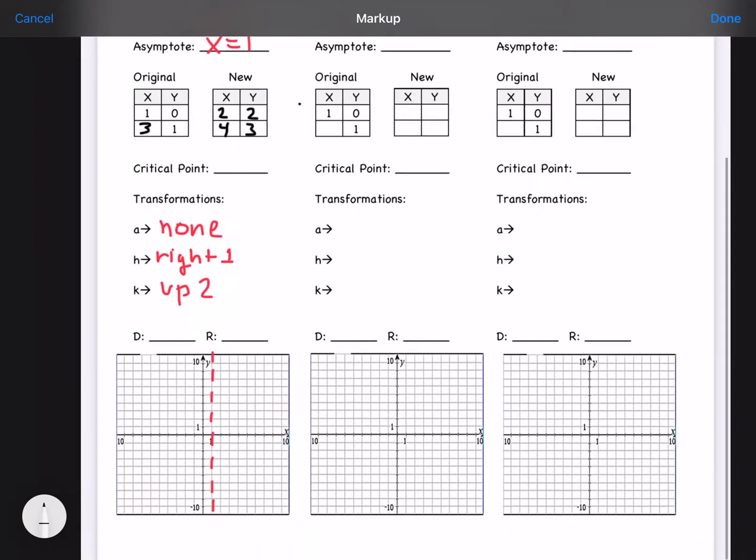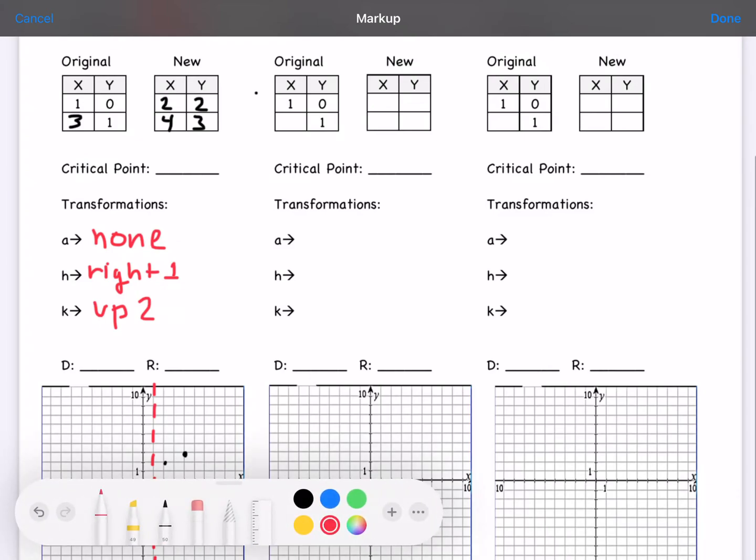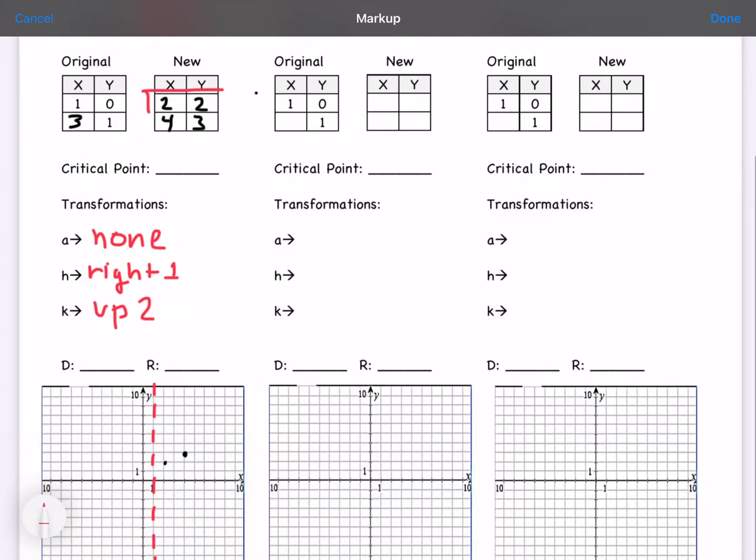So we want to plot those 2 points, 2, 2, and 4, 3. And just like before, our critical point is the top one, 2, 2, and we'll graph it. It's going to look like this.